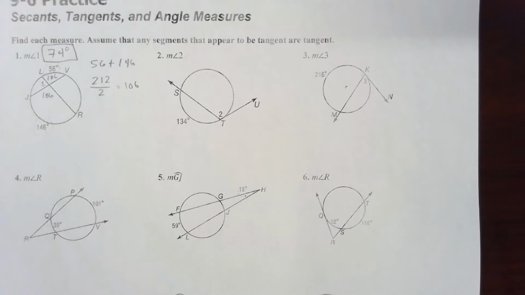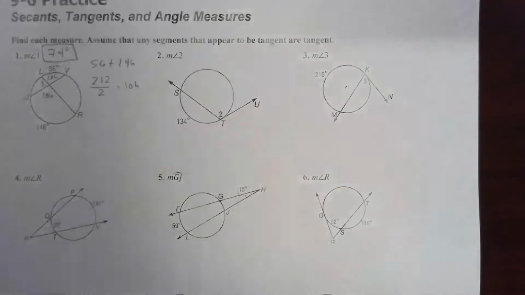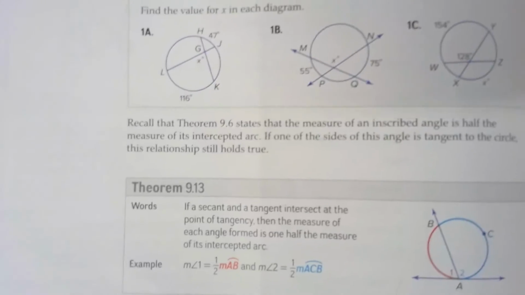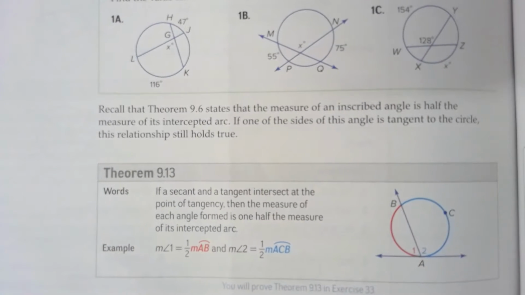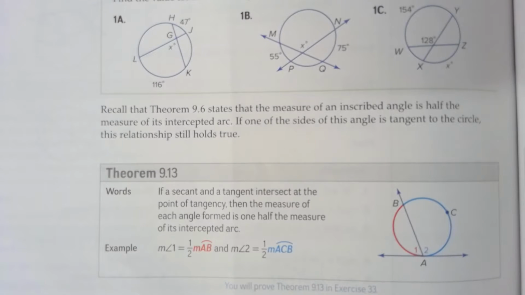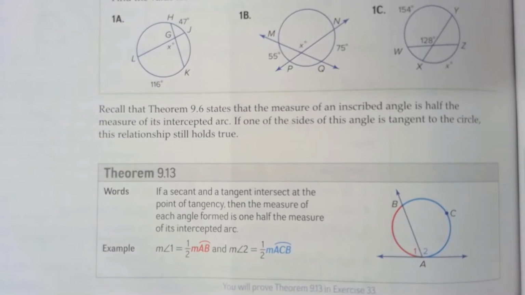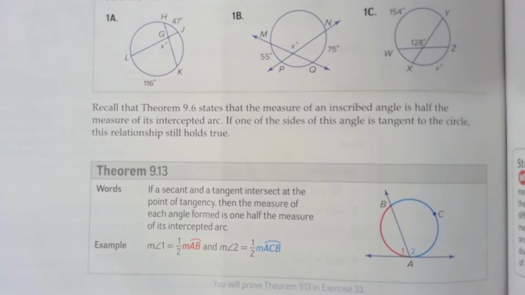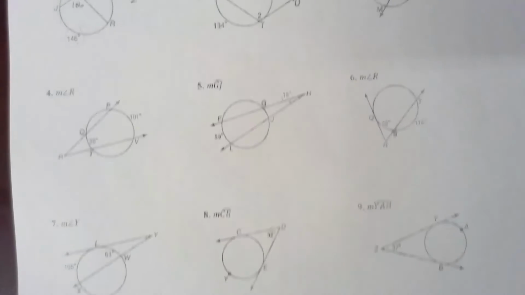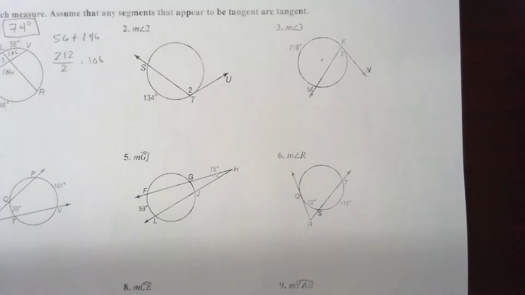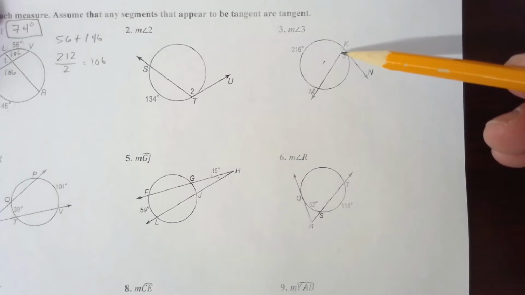This theorem shows up on page 688, right here. If a secant and a tangent intersect at the point of tangency, then the measure of each angle formed is 1/2 the measure of its intercepted arc. So, kind of like the same thing as inscribed angles. Inscribed angles were the angles formed with the vertex on the circle. That's what I kind of think of for these as well.